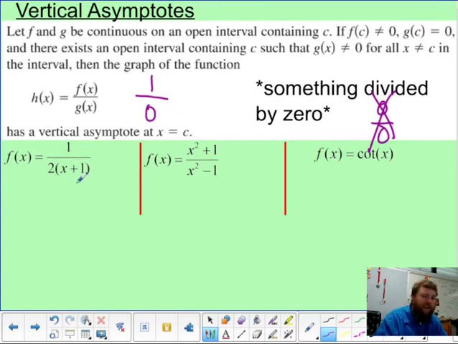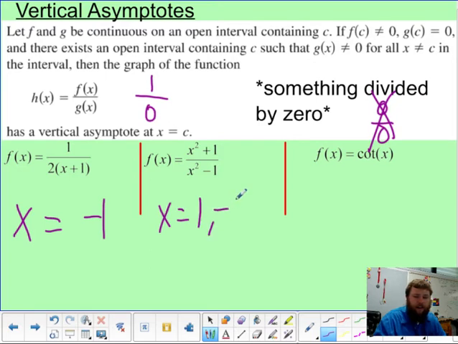So in this first case, where's the vertical asymptote going to happen? You're only divided by 0 when x is equal to negative 1, because that'll make it 0 on the bottom. Now for this next one, where's the vertical asymptote going to happen? That's when x equals 1 and negative 1, because both those values would make that denominator 0. For cotangent of x, cotangent is cosine over sine.